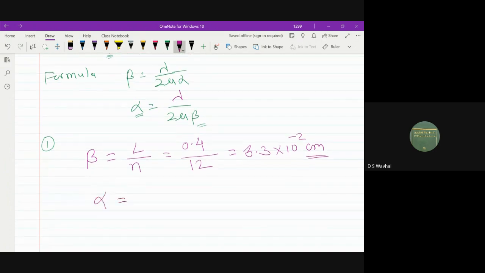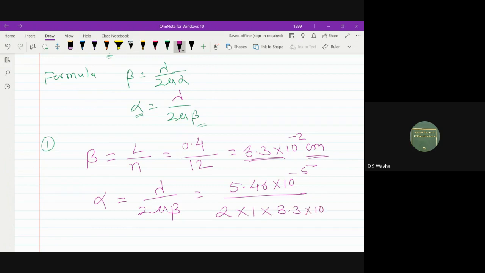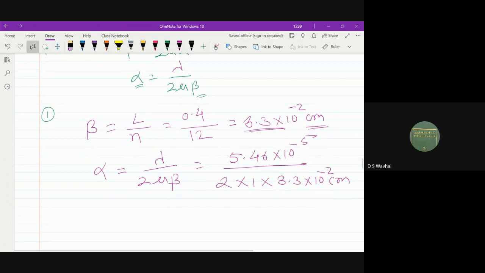So alpha equals lambda upon 2 mu beta. Here mu is 1. So lambda is 5.46 into 10 to the power minus 5 centimeter divided by 2 into 1, because initially there is air film, so mu is 1, into beta, which is 3.3 into 10 to the power minus 2 centimeter. So this comes around 8.27 into 10 to the power minus 4 radian. This is in radian. So that is the wedge angle. So first we got the alpha.